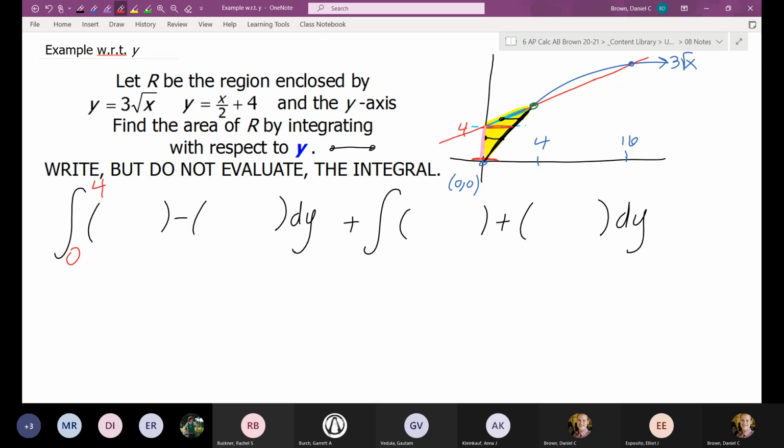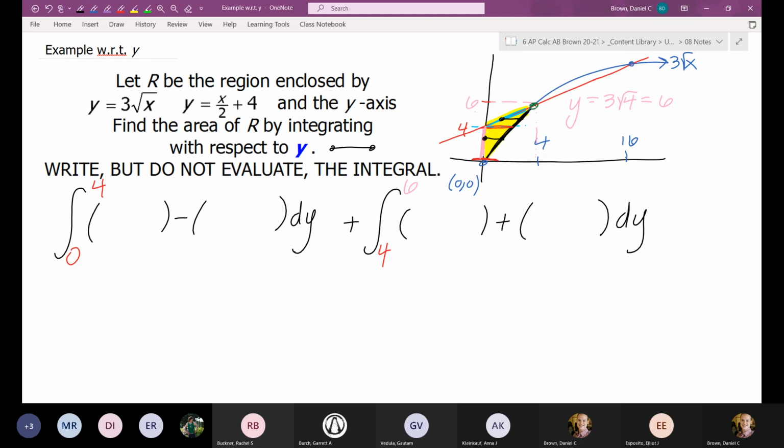The second region, well, the first one ended at 4, so the second one is going to start at 4. Do we know right now where that second area is going to end on the y-axis? No, but we do know how to find it pretty easily. If it ended at x equals 4 in terms of dx, how do you find the y value that goes with a particular x value? Plug in 4. Doesn't matter which equation I use, because they're intersecting, you're going to get the same y value. So I'll just use the first one. y is equal to 3 root 4. 3 times 2 is 6. So I know that the upper limit for that region is y equal to 6.